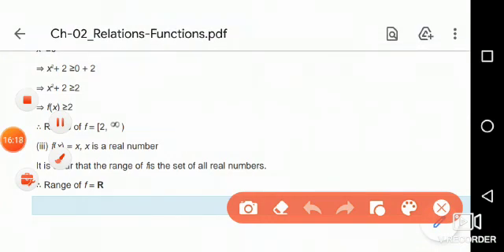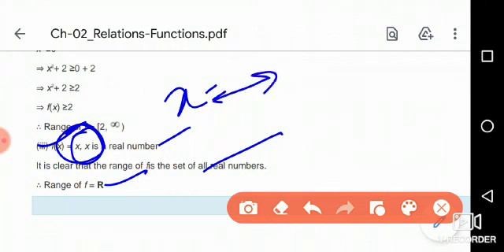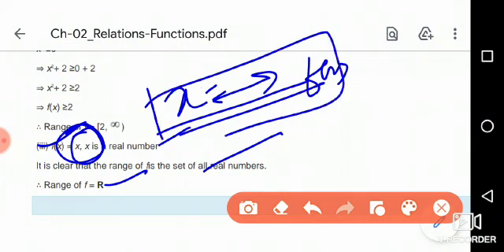My dear students, coming to the last example of this topic, f of x is equal to x, where x is a set of real numbers. It is clear that the range of f is the set of all real numbers. Whatever the values of the domain, we have the range of that function as R, because the given function is an identity function. Whatever the domain x contains, those will be the images of f of x. Or we can write the set of real numbers is the range of the given function.